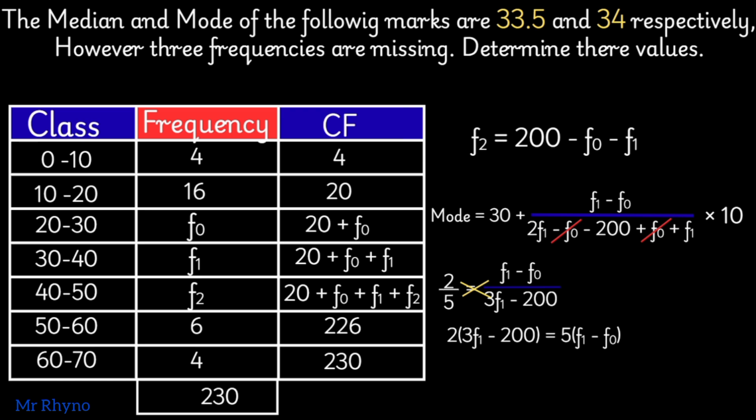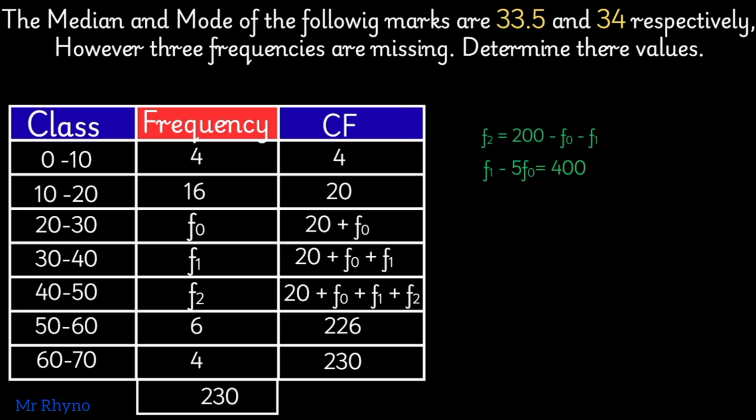Let's open the brackets. 2 by 3f1, that is 6f1, 2 by negative 200, that is negative 400. Then for the right, we shall have 5f1 minus 5f0. Let's collect the like terms, and with this, notice that 6f1 minus 5f1, that gives us f1. So we shall have f1 minus f0 is equal to 400, and this shall be our second equation.